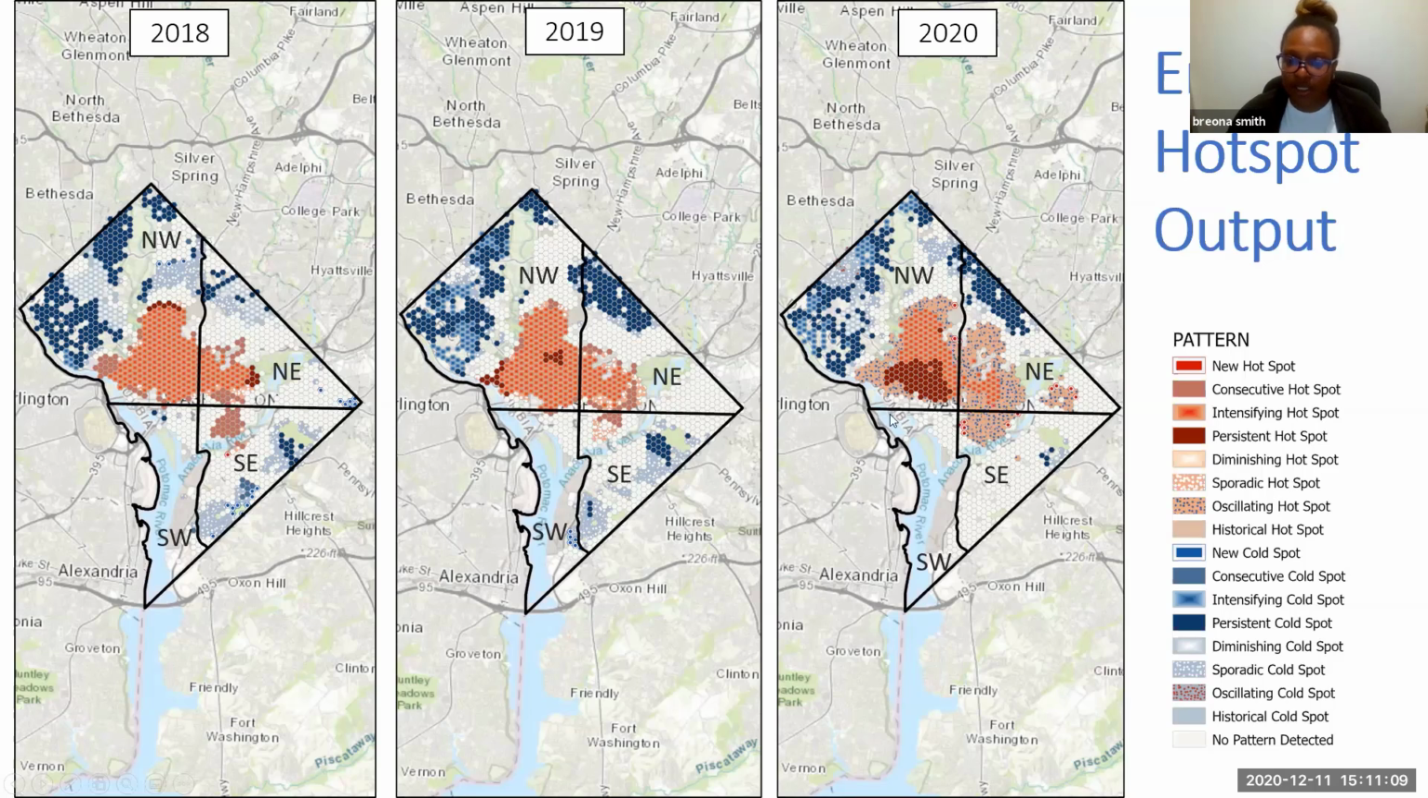For 2020, you can see that same area, more bins turned into persistent hotspots, meaning that they were statistically significant 90% of the time. However, they increased or decreased. And on the outer skirts of that big group of bins, you can see the oscillating hotspots. This shows that for the last time interval, the hotspot was hot, but prior to that, those time intervals were cold.